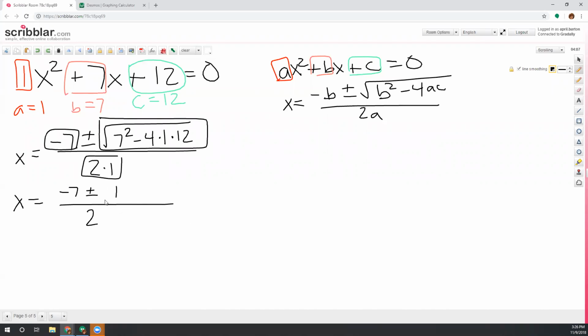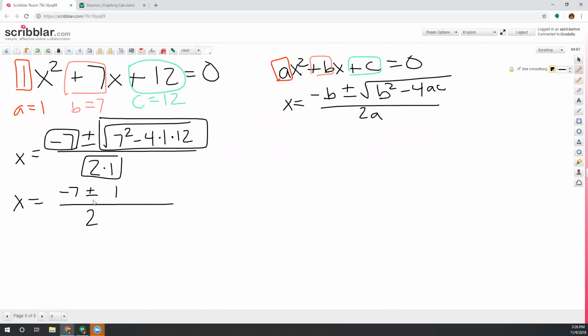So we get to this point again where it's not quite our answer. We know we're going to get a negative 3. We know we're going to get a negative 4. But we have this plus or minus symbol. No problem. Computers are glitchy.